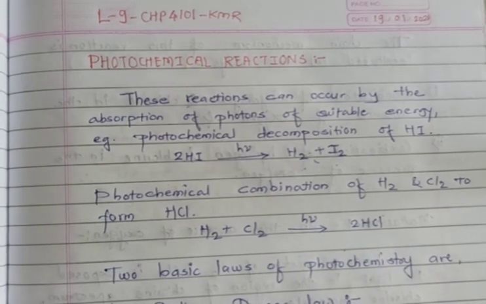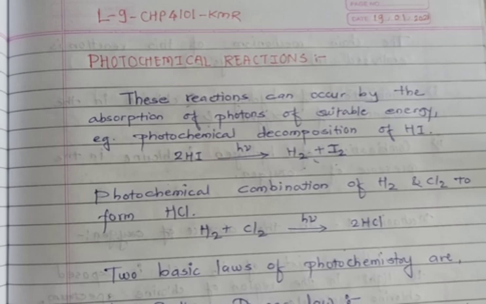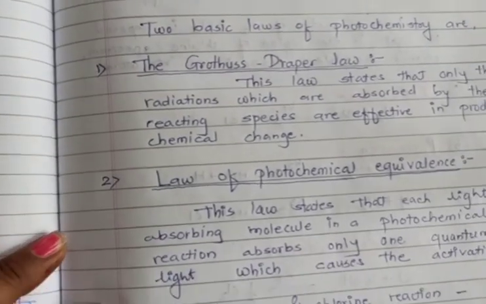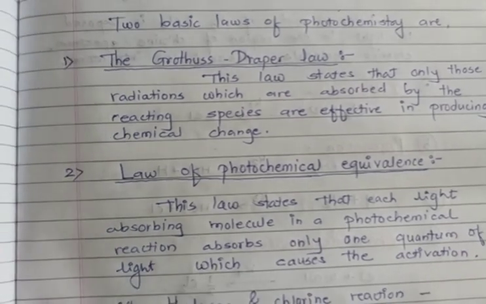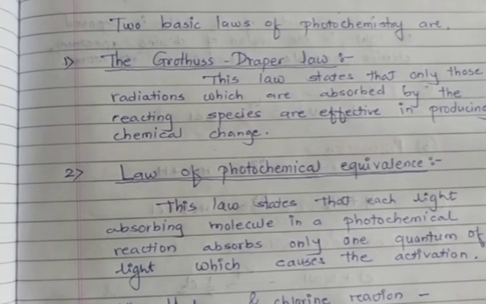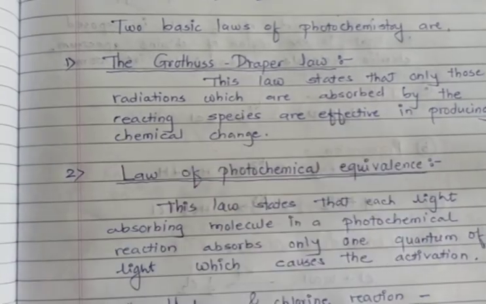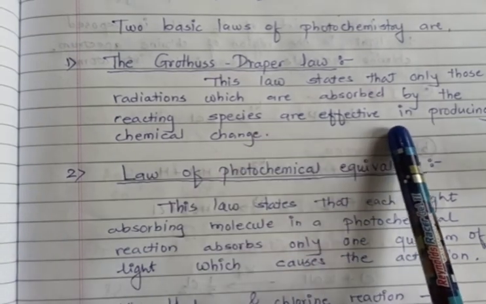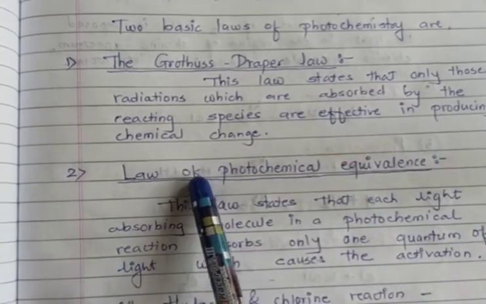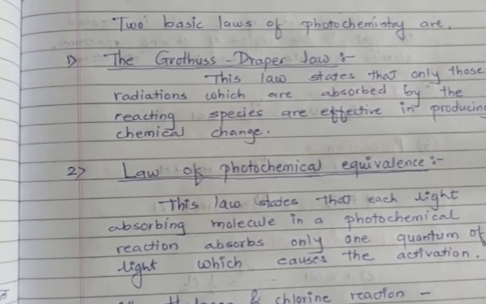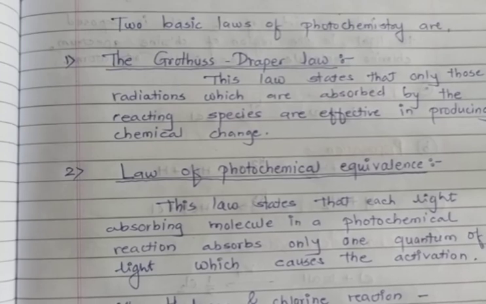So, two basic laws of photochemistry are used to study photochemical reactions. The first law is the Grotthuss-Draper law. This law states that only those radiations which are absorbed by the reacting species are effective in producing chemical change. That means we need a quantum efficiency: the amount of luminescent photons divided by the amount of absorbed photons.